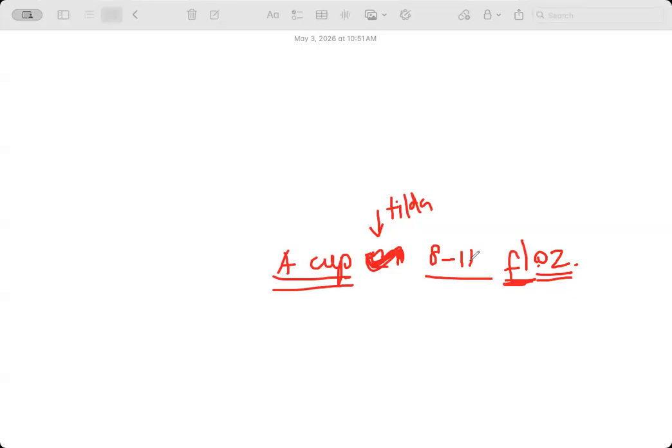Would that be liters? No. Liters is too huge a quantity. Fluid ounces is a very small quantity. You can have it in milliliters, that's okay. But a cup is usually measured in fluid ounces, so it'll be 8 to 10 fluid ounces. You got it? Yes. Okay.